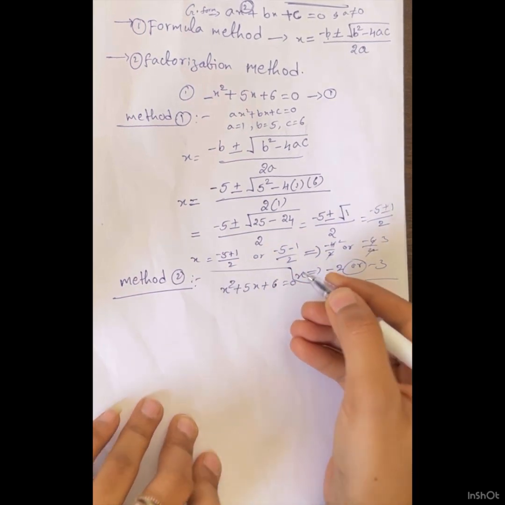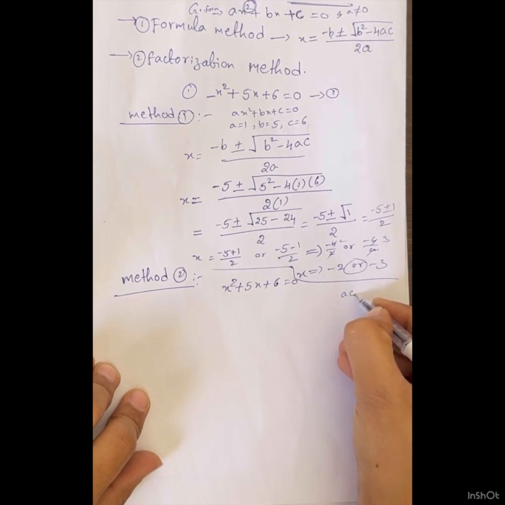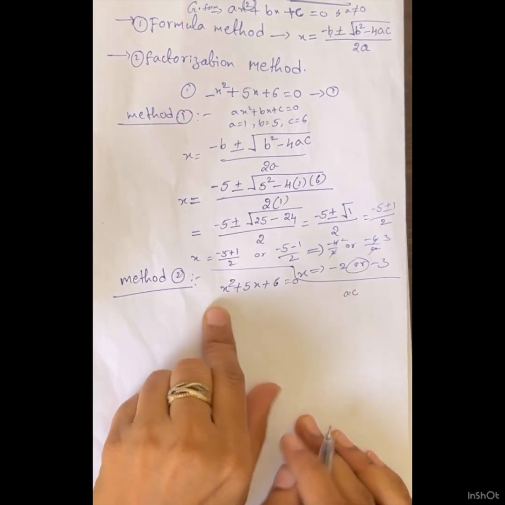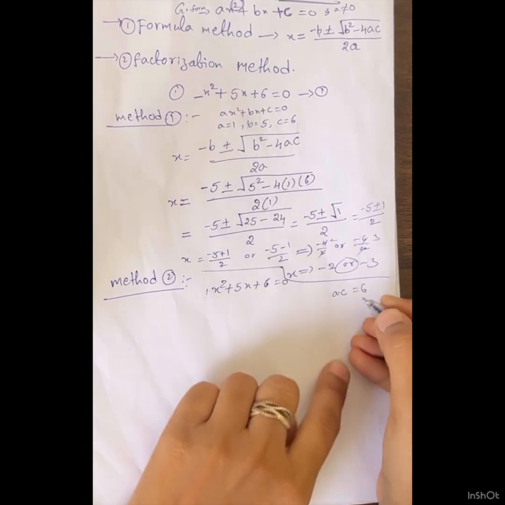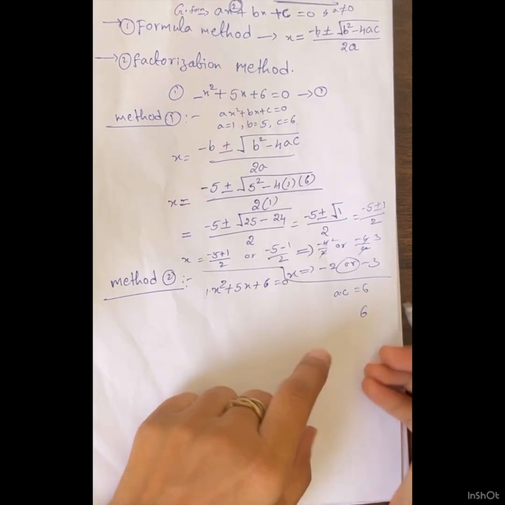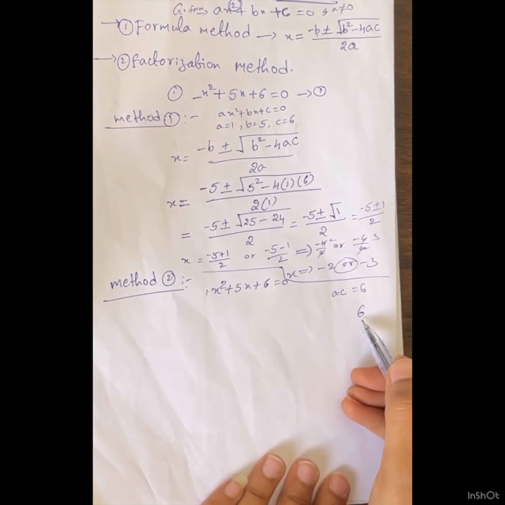Okay. After writing that, find the product of A into C. What is the product of A into C? A value is 1 and C value is 6. So take the 6, the product of A and C, the AC value. Write down that value here.